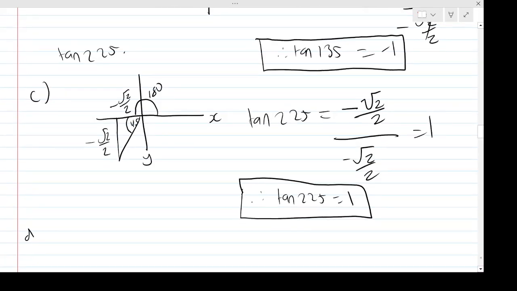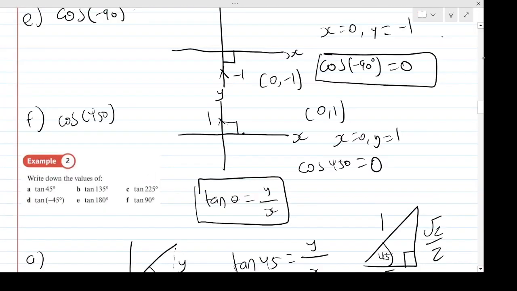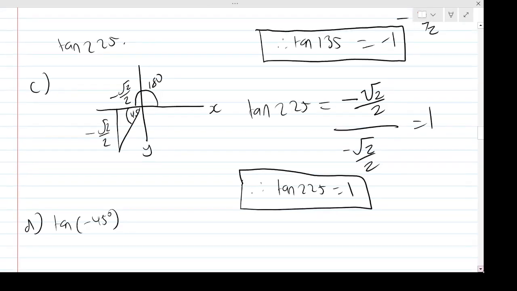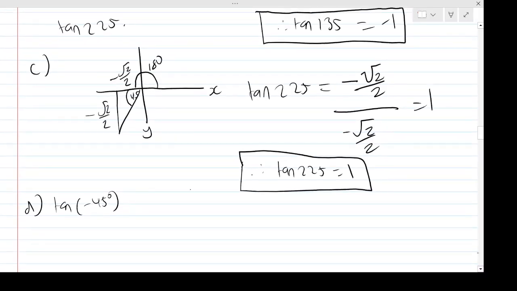Okay, part D then. We now need to find tan of negative 45. Because it's negative now, we're going to go in the reverse direction. So we don't go that way, because we have negative 45. We'll be going clockwise instead, down here. So we're going to go 45 downwards, because it's negative. So it'd be like that.